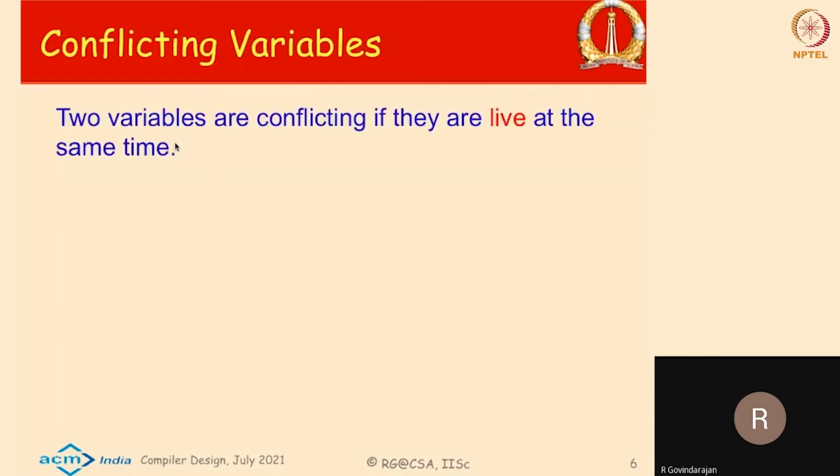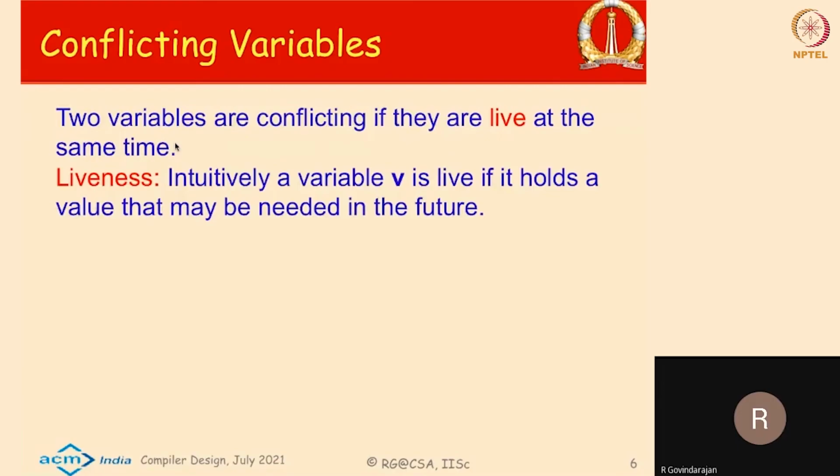Okay, now let's set the context for this discussion. What are conflicting variables? We say two variables are conflicting if they are live at the same time. And what does it mean to say live? Intuitively, we say a variable is live in a particular program if that variable's value is needed somewhere below, at a later point in time, somewhere in the future. When a variable's value is needed later in the future, it means that we have to preserve that variable. You can't throw that away. So that is when you say that the variable is live.